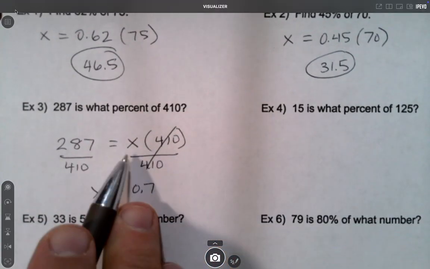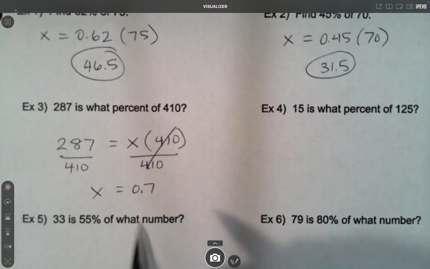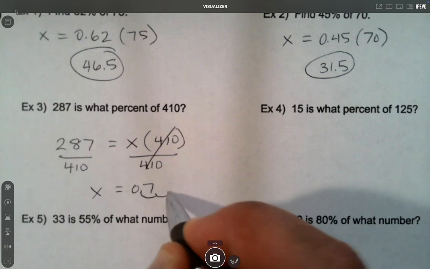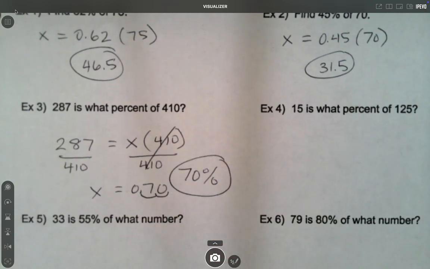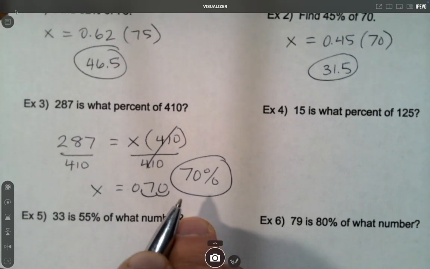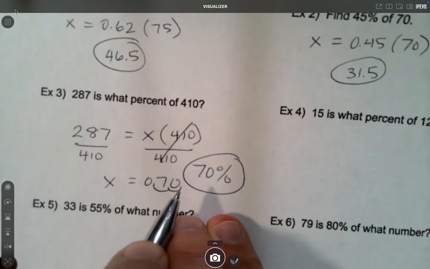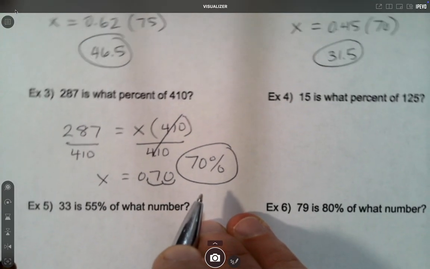Now remember, what we were solving for is the percent. So this is the decimal form, but we want to convert that by moving it over 2 spots and writing the final answer as 70%. So it's something important to remember. When you're solving the percent, you'll need to change it out of its decimal form and put it back in percent form. And don't forget the percent sign either.